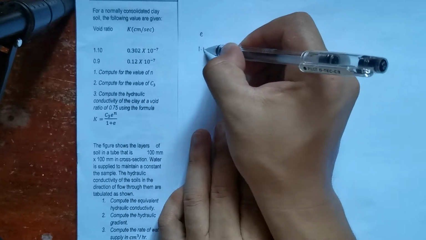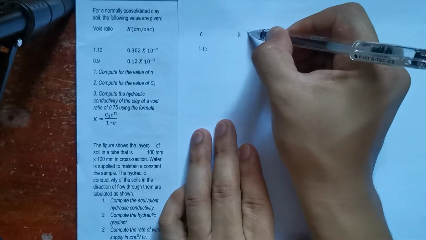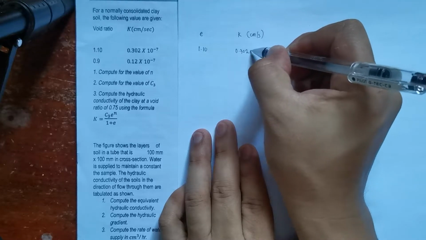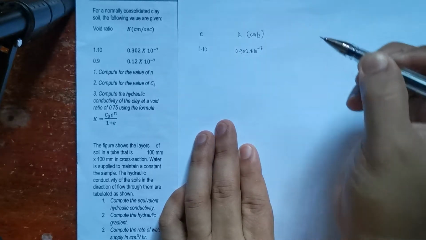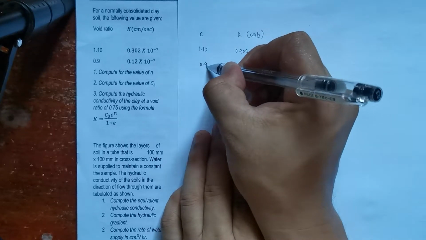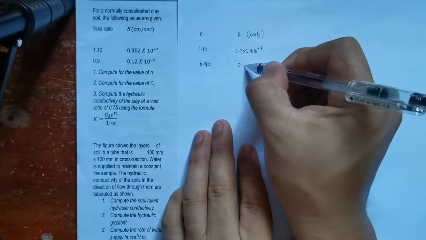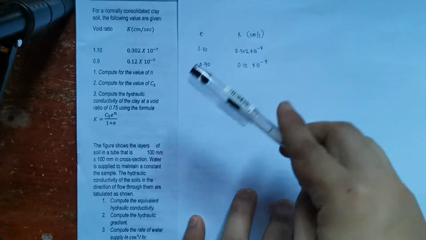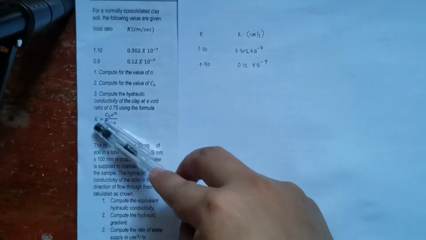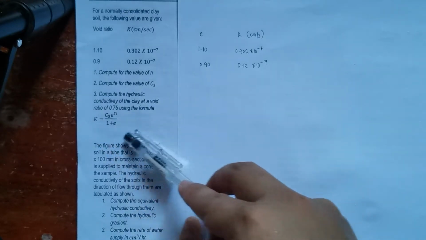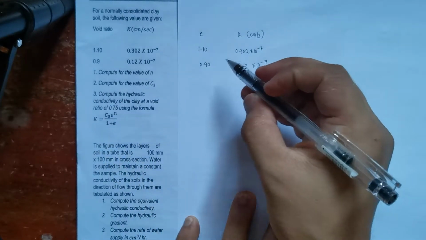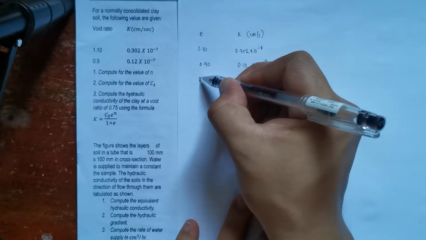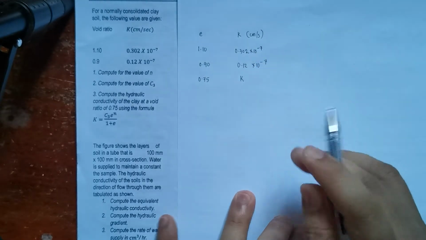If the void ratio is 1.1, its corresponding K is 0.302 times 10 raised to negative 7. If the void ratio is 0.9, K is 0.12 times 10 raised to negative 7. And then, sa later part, mismo ng ating unknown parameter, we are required to compute for the value of hydraulic conductivity if the void ratio becomes 0.75.